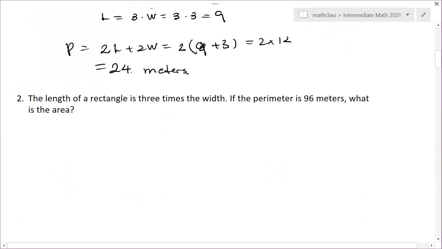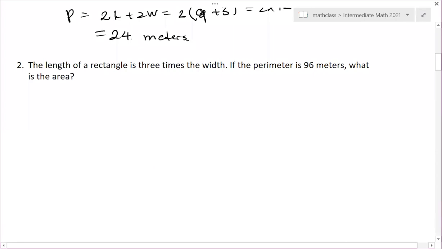Okay, let's take a look at the next problem. The length of a rectangle is 3 times the width. If the perimeter is 96 meters, what is the area? Okay, so draw the picture first, right? Draw the picture, and mark each side, L and W, and write down what you are given in terms of L and W. Then try to write down the expression for what you have to find out.